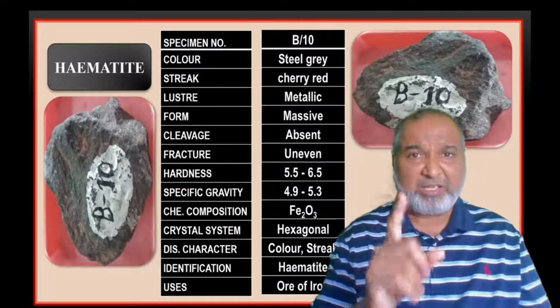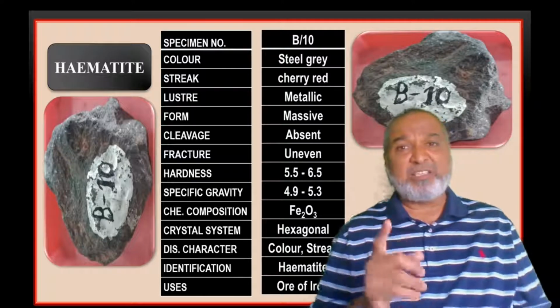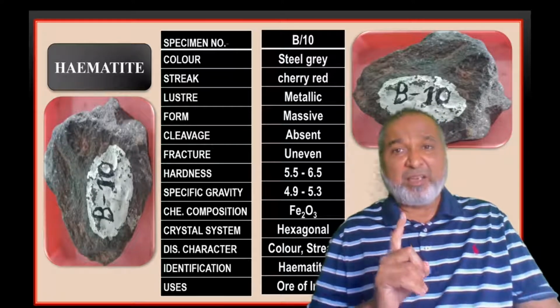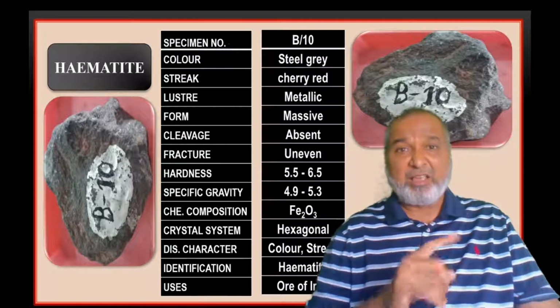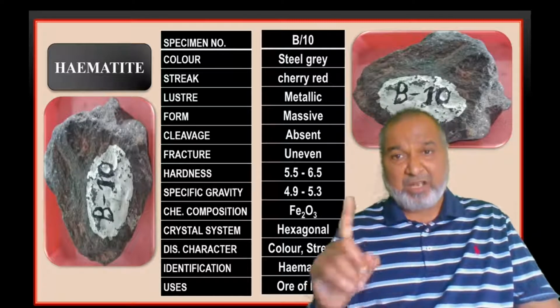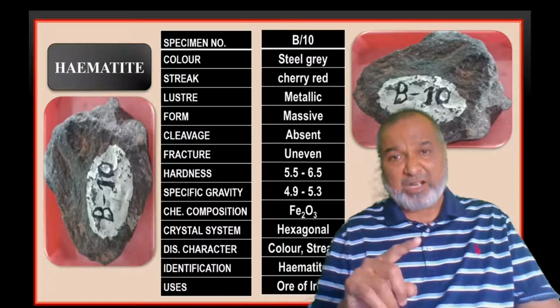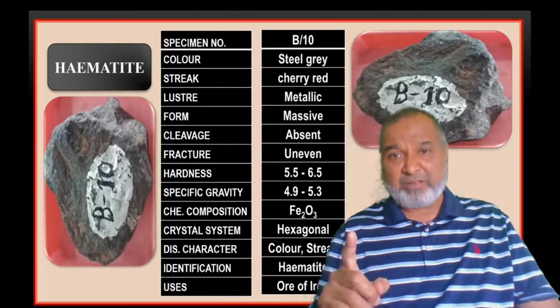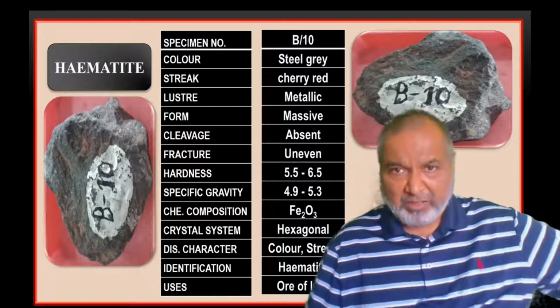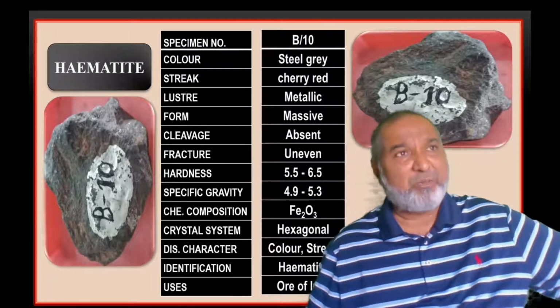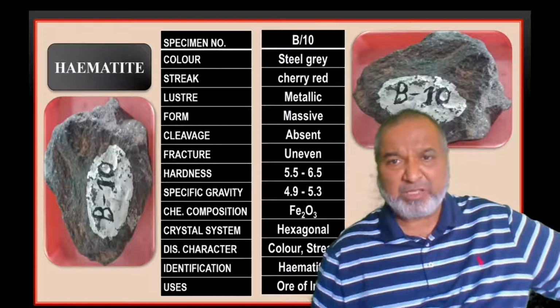So with this only, the cherry red streak, you can easily identify the mineral hematite. Luster is metallic, form is again massive, we are writing. Cleavage absent, fracture uneven, hardness is 5.5 to 6.5. Yes, we are going to get the streak on the plate, so it will be 5.5 to 6.5.